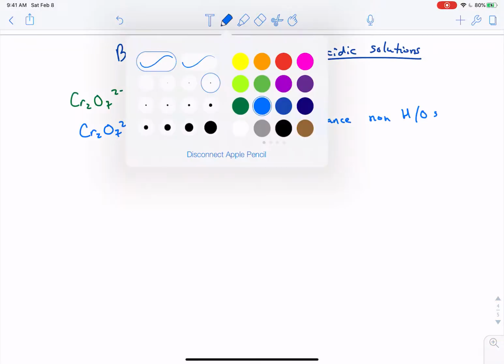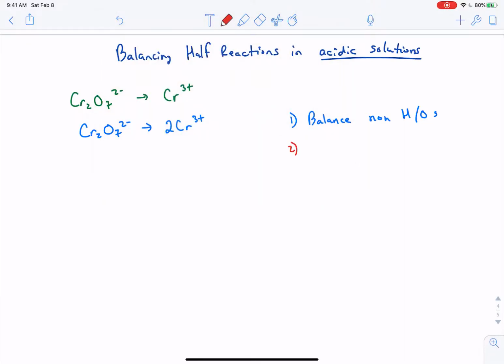So step 2, we need to balance O's with what? Water. It's okay, that's why we're doing this. Balance O's with water. Now, it's the net amount of oxygens. In this case, I only have oxygens on one side, so it's easy. But if you have 2 oxygens on one side and 5 on the other side, you're only adding 3 waters on one side.